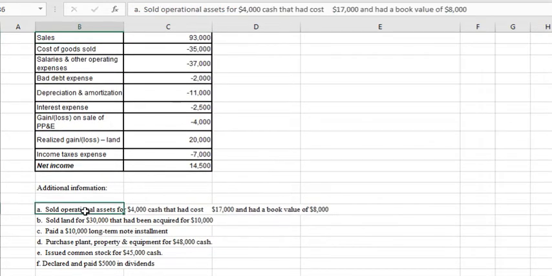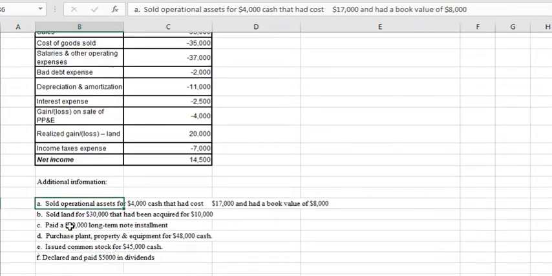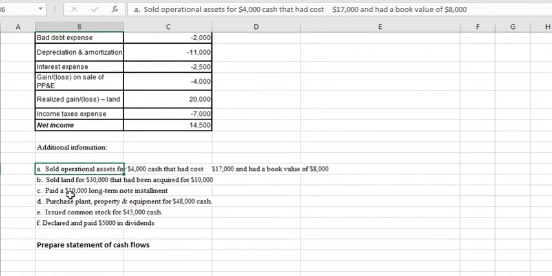The company is selling some operational asset for $4,000 cash that cost originally $17,000 and has a book value of $8,000. They are selling land for $30,000 that has been acquired for $10,000, and they are paying long-term debt in the amount of $10,000. They are purchasing additional new equipment in the amount of $48,000. They are also issuing some common stock, and they are declaring and paying dividends in the amount of $5,000.